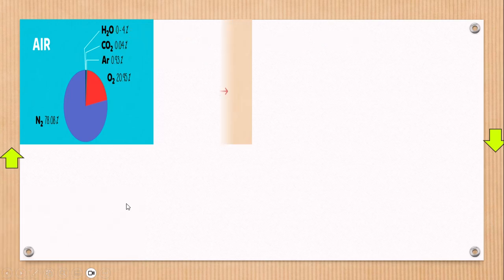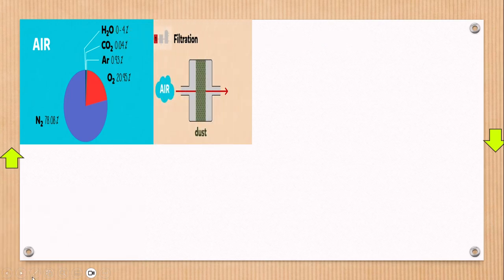Now next, remember, we have now removed our water and carbon dioxide. Now remaining with partly argon, oxygen, and what? Nitrogen. So we now bring that remaining part of air, and we pass it through a filter. Why do we filter it? To remove dust. We filter it to remove dust in simple terms.